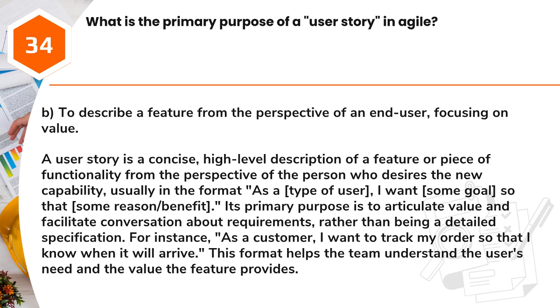Answer: B. To describe a feature from the perspective of an end user, focusing on value. A user story is a concise, high-level description of a feature or piece of functionality from the perspective of the person who desires the new capability, usually in the format, as a type of user, I want some goal, so that some reason/benefit. Its primary purpose is to articulate value and facilitate conversation about requirements, rather than being a detailed specification. For instance, as a customer, I want to track my order so that I know when it will arrive. This format helps the team understand the user's need and the value the feature provides.